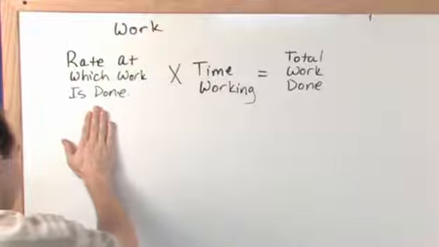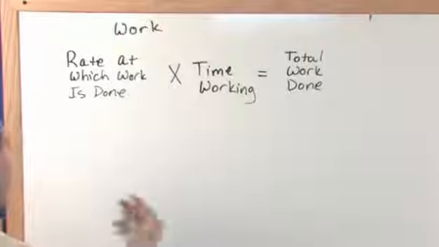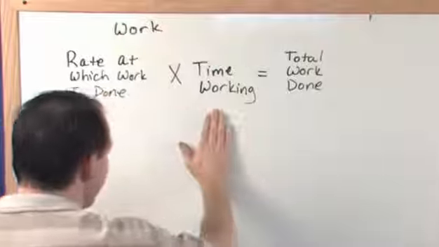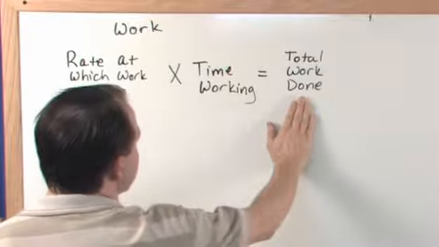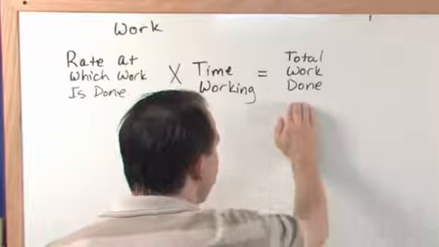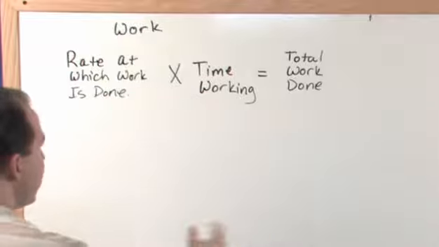If you know how fast you're doing the work, the pace at which the work is being done, and you multiply that by how long you actually do the work, then the answer you get when you multiply these two numbers together will be the amount of work actually done over that period of time.